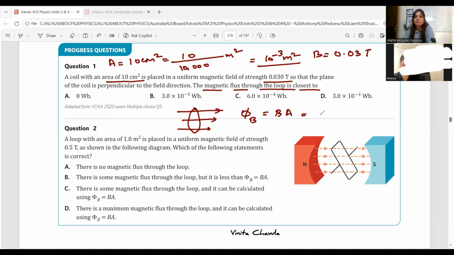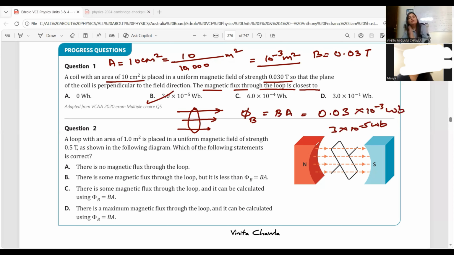It's B, 3 times 10 to the power of -5. Yes. And the unit is Weber, right? So we can write like this: 3 × 10⁻⁵ Weber. That's the correct answer. Okay, next question.